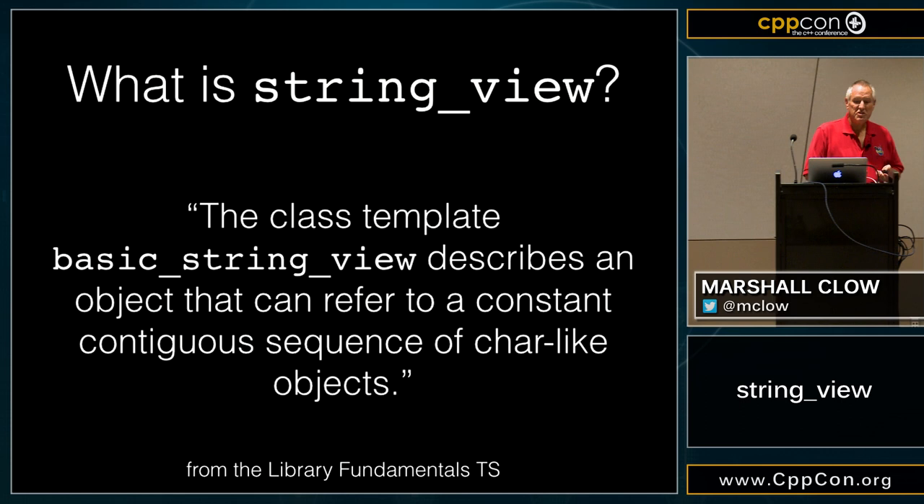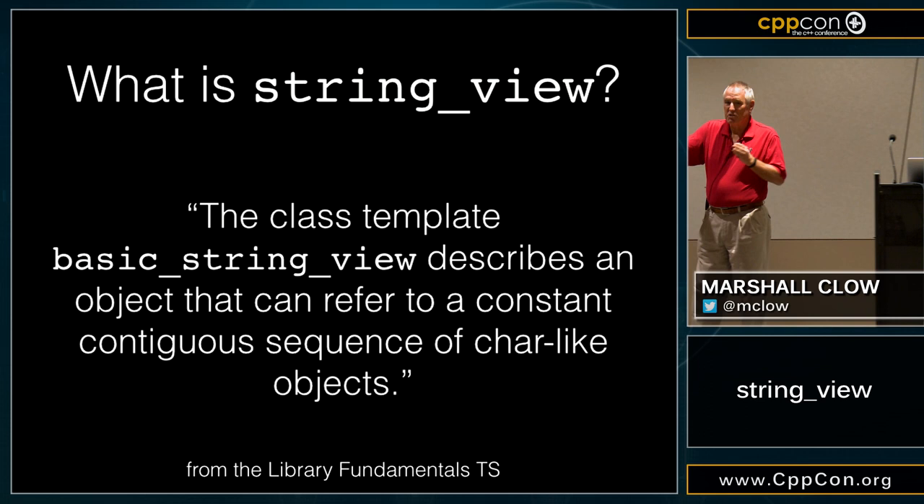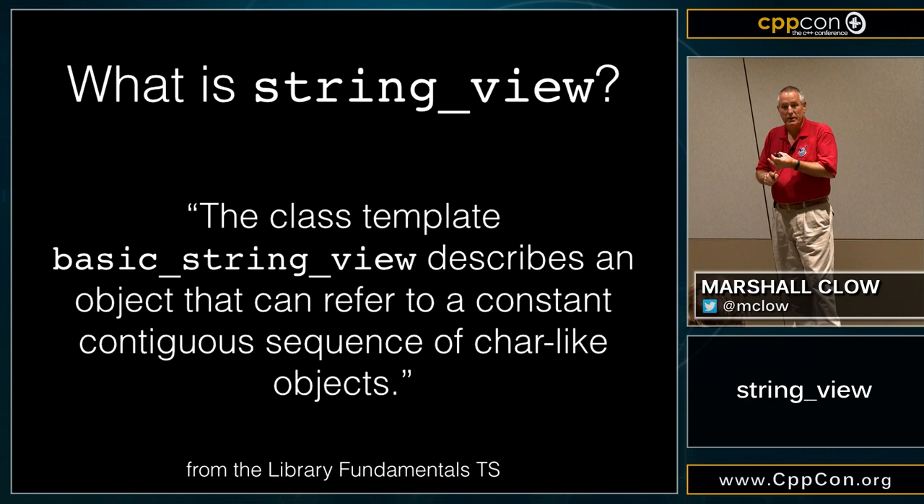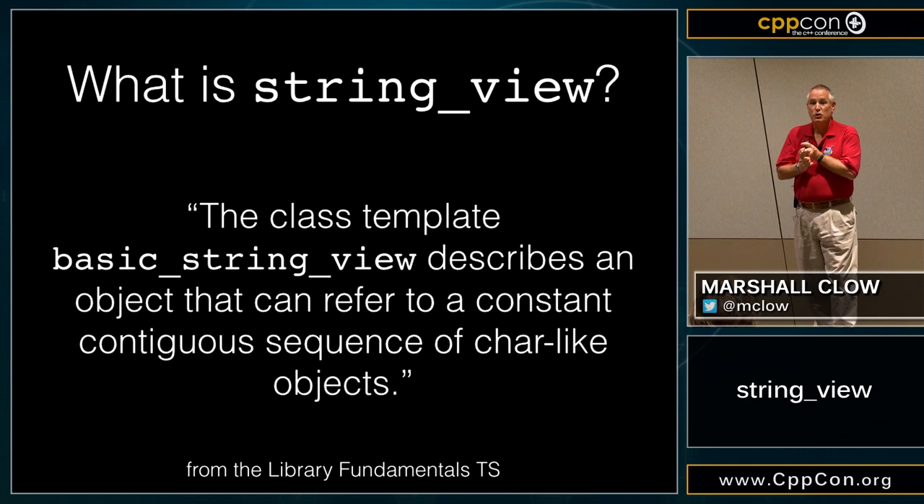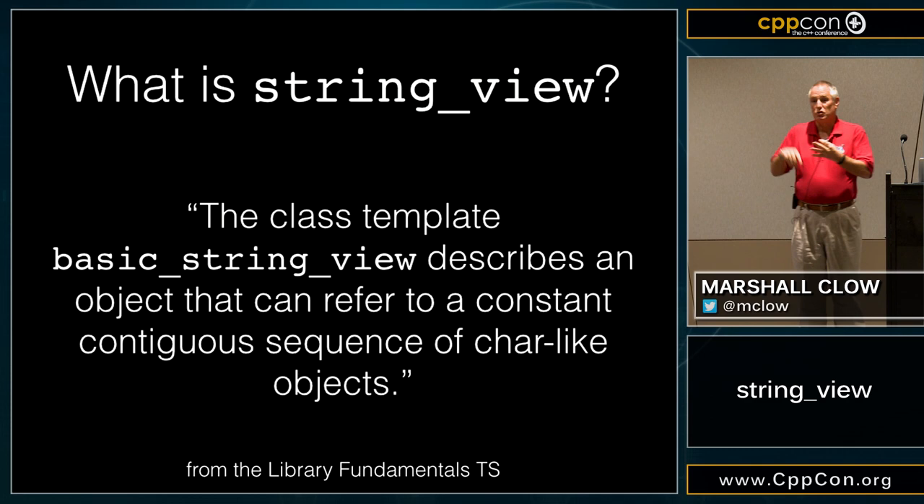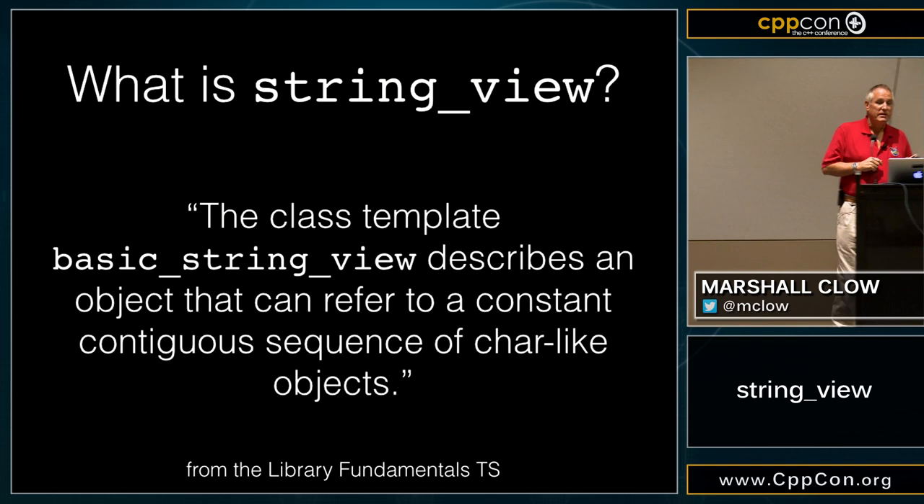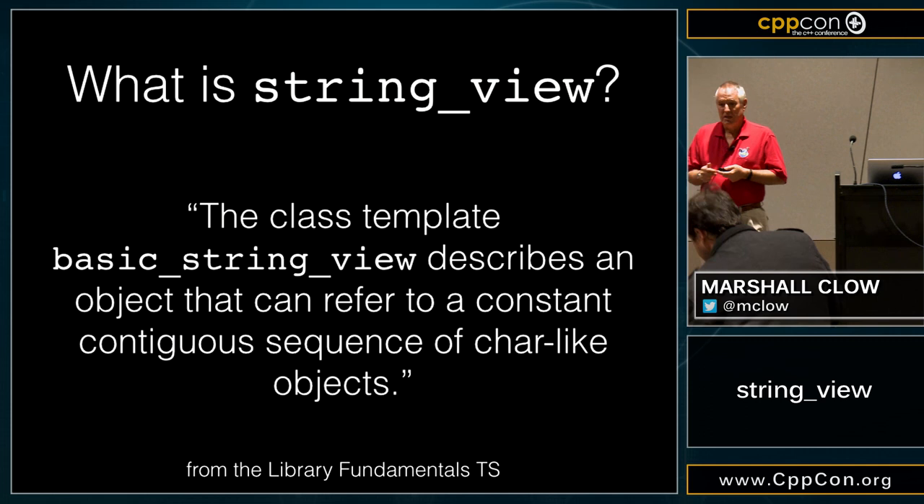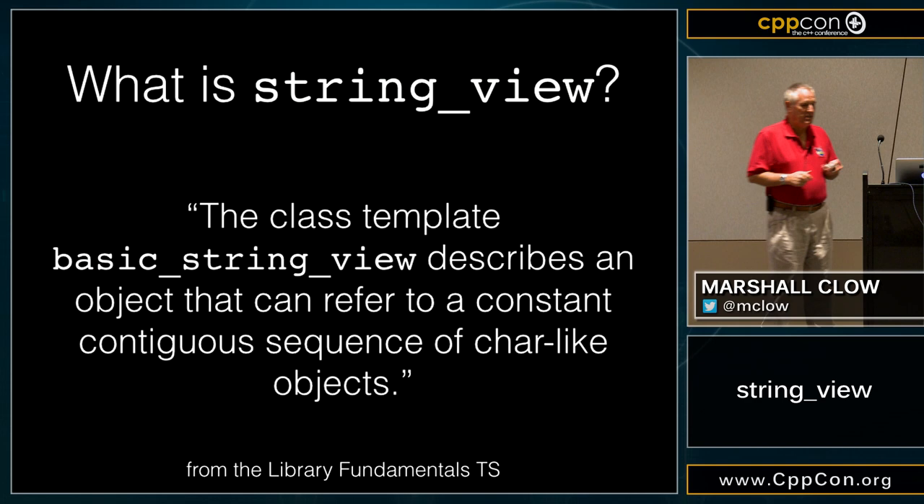Contiguous sequence, okay? It's a sequence of zero or more characters that are contiguous in memory, like in a literal string constant that you write as double quote A, B, C, D, E, F. Those are contiguous in memory. Like in a std::string, in a buffer that you have malloced and put characters in, a vector of char, those kinds of things. Contiguous meaning they're not in a list or a deque or a tree of some kind, but they're right next to each other in memory. And char-like objects. This basically means the types that the standard usually refers to when it talks about characters. So there's char and wchar_t and char16_t and so on.